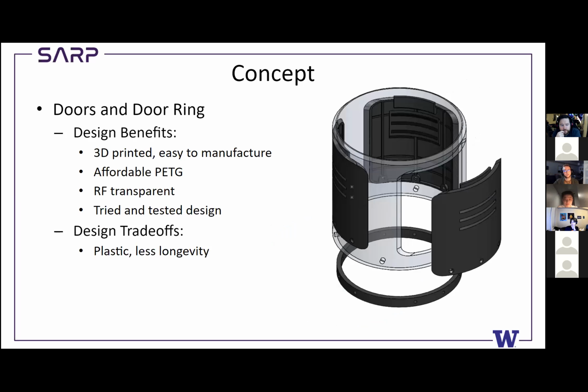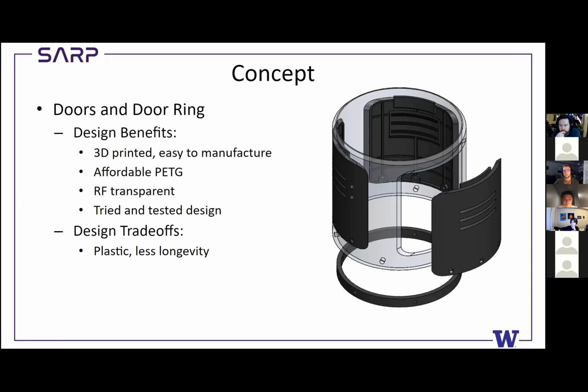The doors and the door ring. So basically this is just 3 doors to make sure we are aerodynamically sound in our flight, but it allows people to easily access anything within the coupler, which this year is a lot of things. It's really easy to make. It's just PETG filament that's printed. It should be RF transparent.